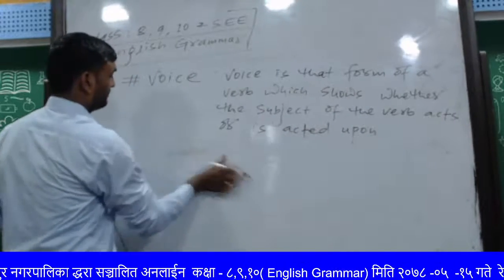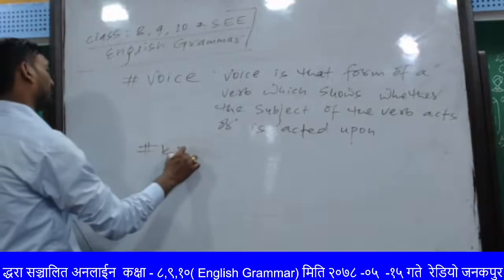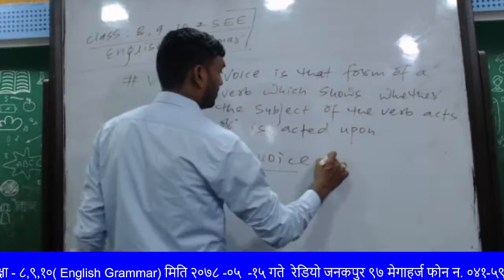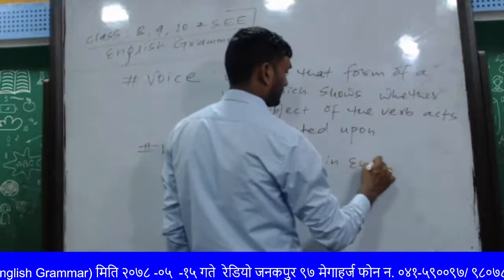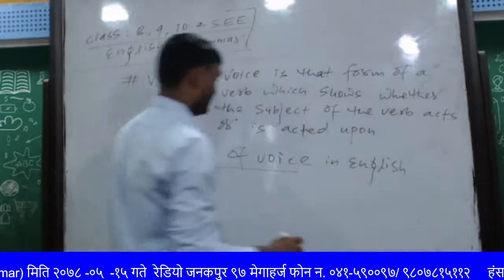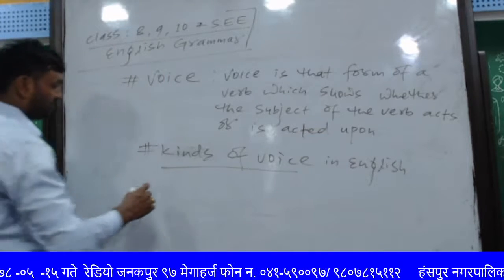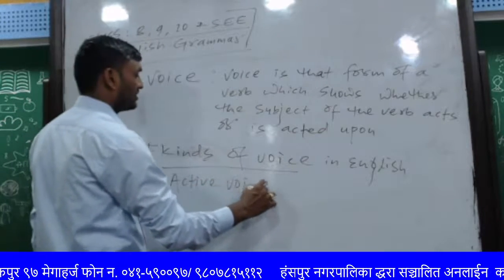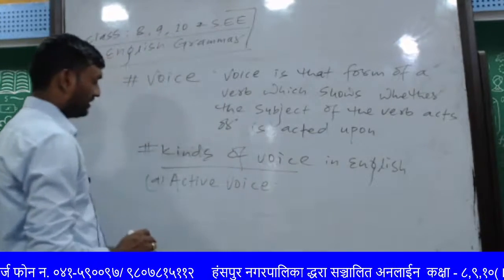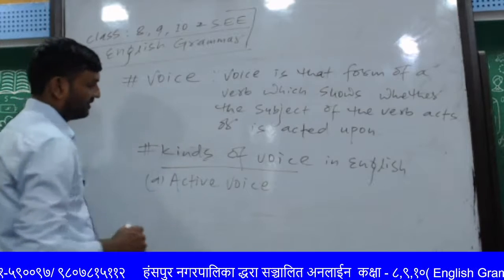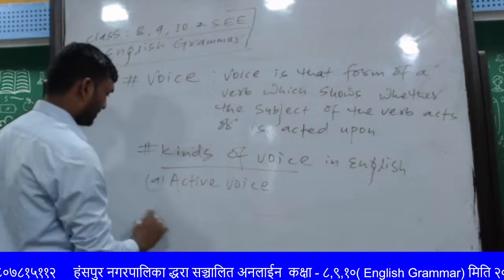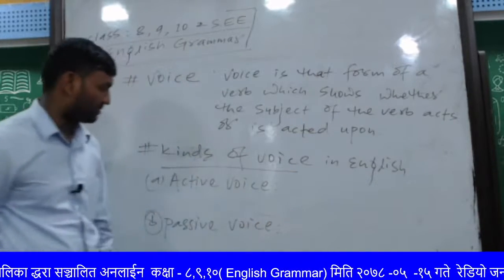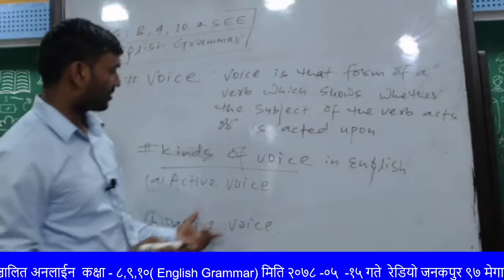And now we are going to learn the kinds of voice in English. There are two kinds of voice. Number A, active voice, and the second one, number B, passive voice. So listen, students, what do you mean by active voice, or what is passive voice?